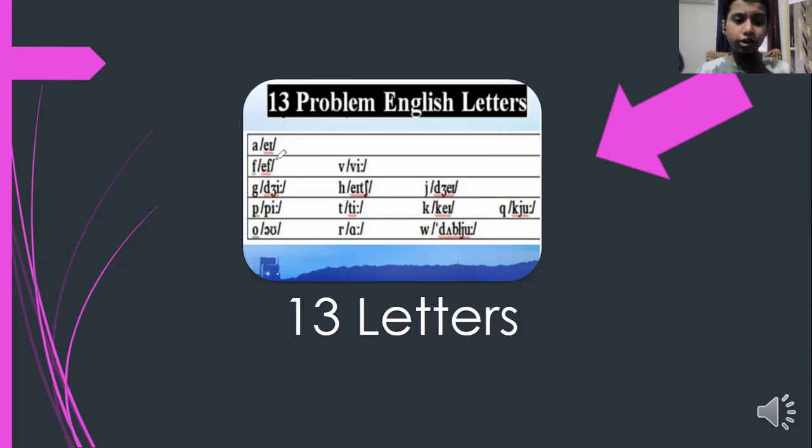And the next one is E, fa, F. Okay, you see that I'm reading all those through the IPA technique. And most of you know that IPA means International Phonetic Alphabet. Yeah. And it has 44 sound symbols.